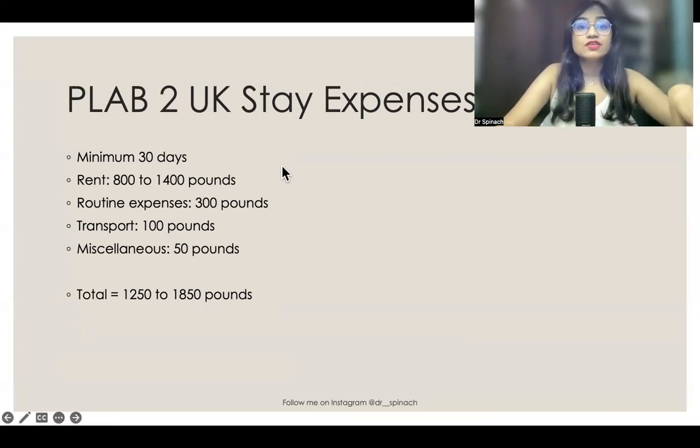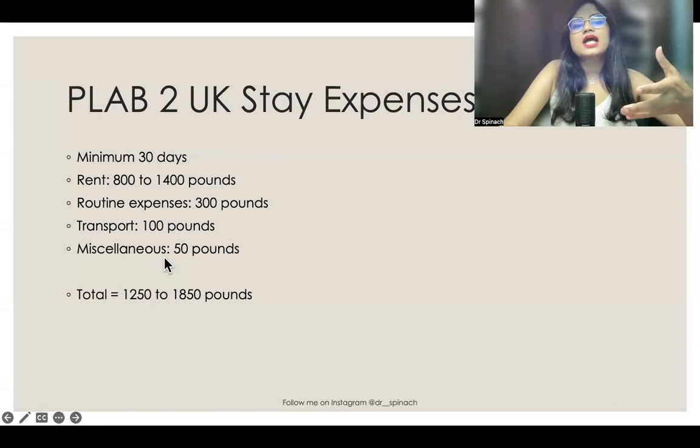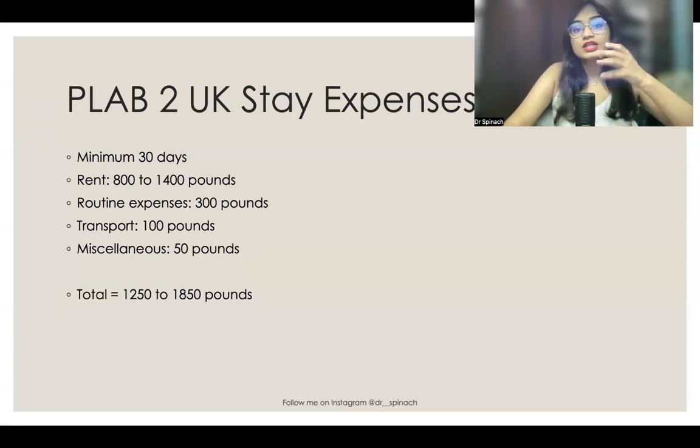Now, the transport. If you've landed in, let's say, London, then you might have to travel to Manchester to take your exam, or travel to any other city to go to your academy. So that is going to cost you around £100. That's a minimum charge. Even the taxis and public transport, everything is going to cost you. Now, miscellaneous, I've taken as £50 here. So in total, the stay expenses in the UK for PLAB 2 are going to be around £1,250 to £1,850 for you.